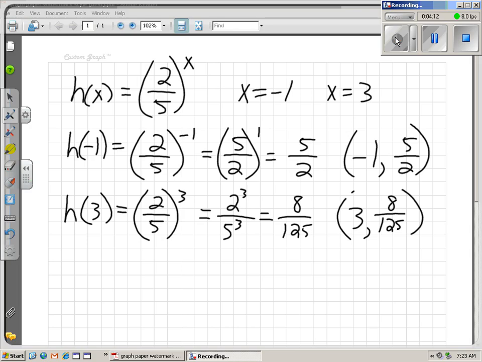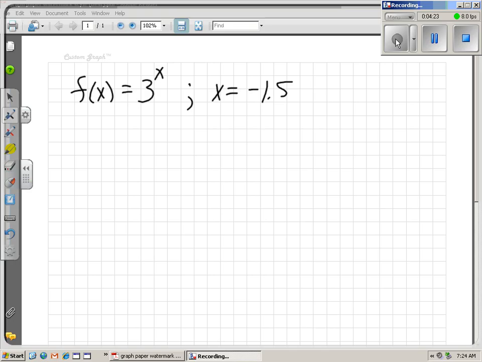And there's the next one. 2/5 raised to the 3rd is 2 cubed over 5 cubed. Exponents are positive, so we just leave them where they're at. Simplify to 8 over 125. Now sometimes it can get a little messy, but that's okay. So f of x equals 3 to the x, and we want to try negative 1.5.